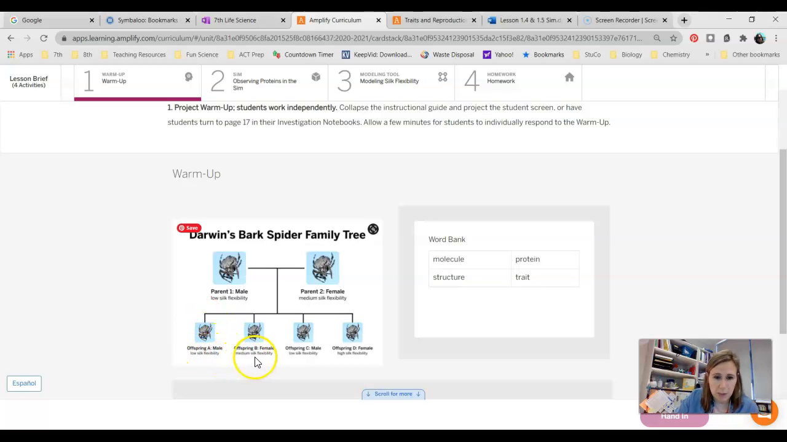One could have low silk, medium, low, and high. So even though neither of the parents are high for their silk flexibility, they could still produce offspring with high. So we'll talk about that later. That's for a different chapter. But for now, you guys have this word bank with the terms molecule, protein, trait, and structure.